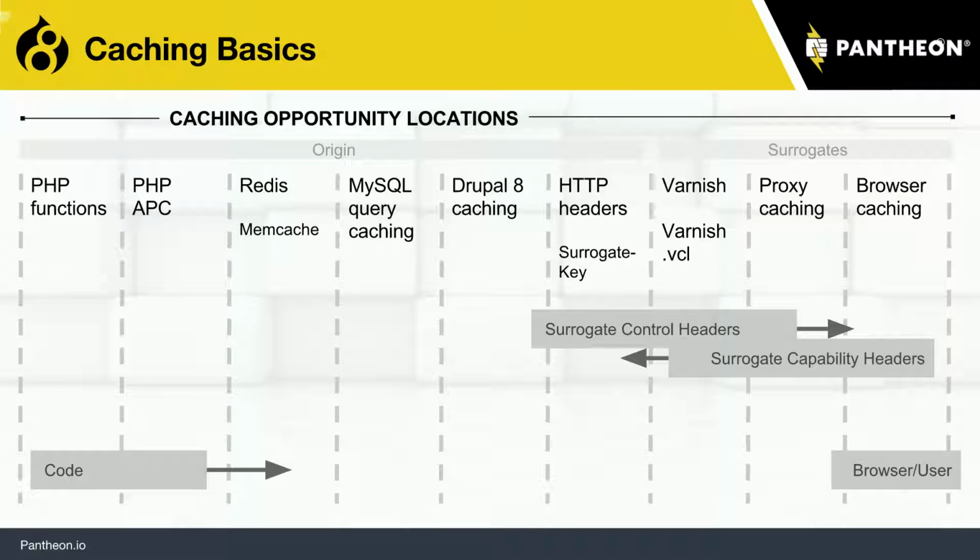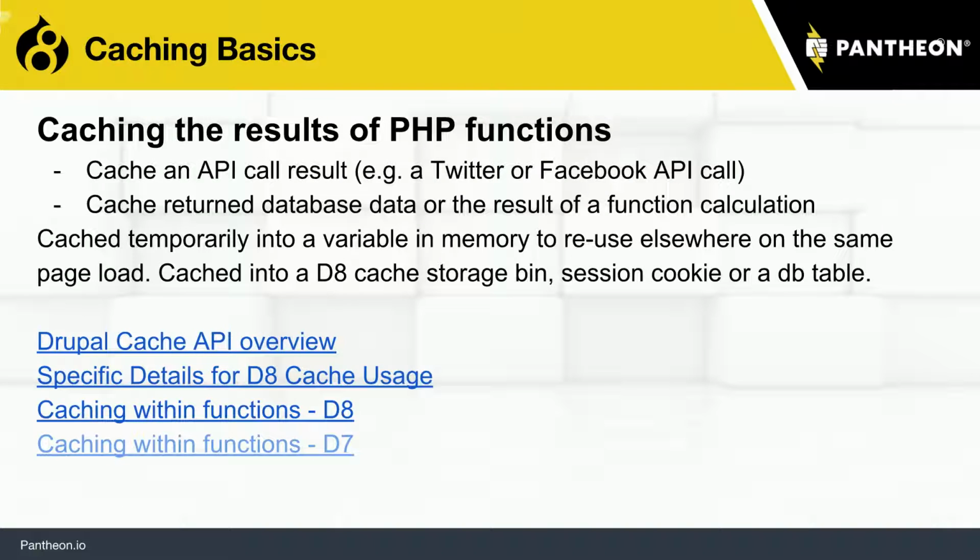You control your caching. So then the APC cache, Redis and Memcache, MySQL query caching, Drupal 8's caching, which all turns into HTTP headers, which Varnish has to respect, and then Varnish can add headers of its own. It passes all that out to intermediary proxies, if there are any, and it finally gets to the browser.